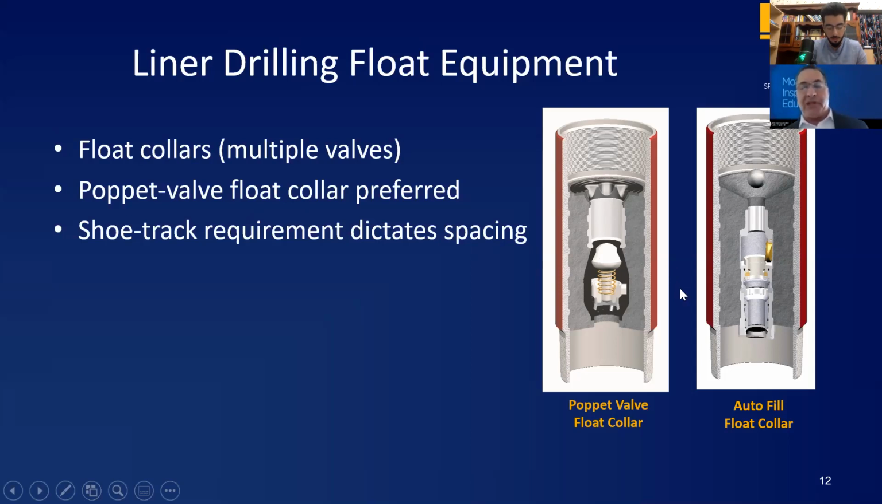Now, in some instances, the operator will dictate they run autofill because of fluid losses. You're running these in a narrow pressure environment, so you do want to have that open as long as possible to reduce fluid losses or surge to the formation while you're drilling in. So be careful in the design, but we strongly recommend the poppet valve versus the autofill. As I mentioned before, a shoe track requirement will dictate spacing. This won't impact the success of the liner drilling operation. It's just depending on what your spacing of your flow collar is to house the contaminated cement.